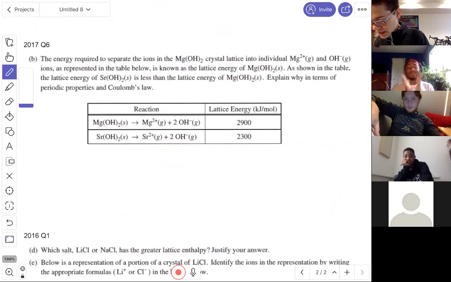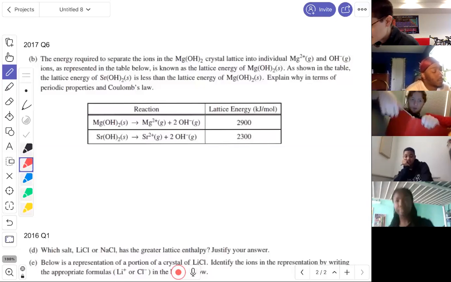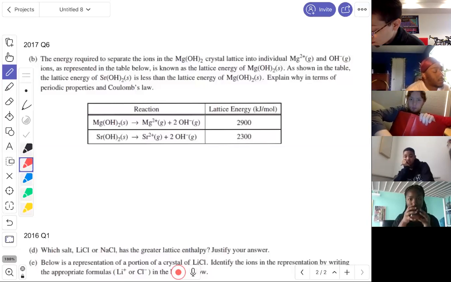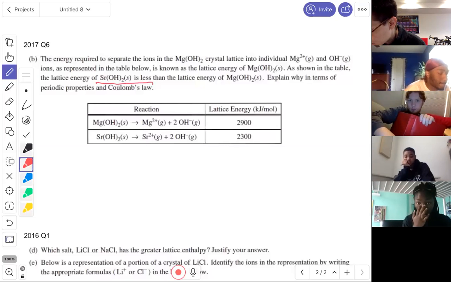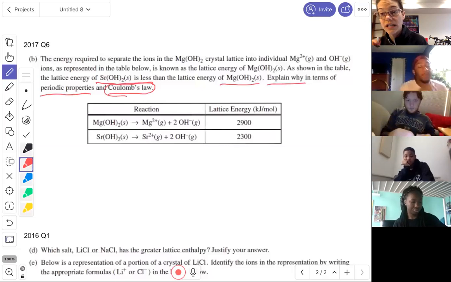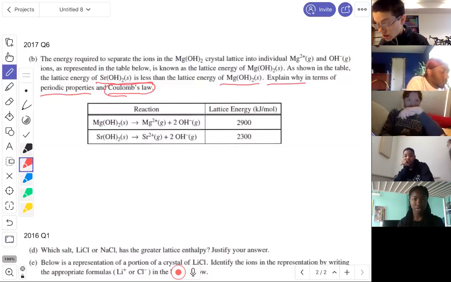All right. So it says the energy required to separate the ions in the magnesium hydroxide crystal lattice into individual magnesium and oxygen ions, as represented in the table below, is known as the lattice energy of magnesium hydroxide. As shown in the table, the lattice energy of strontium hydroxide is less than the lattice energy for magnesium hydroxide. Explain why in terms of periodic properties and Coulomb's law. So that's why I said if they want you to use Coulomb's law, they will tell you to use Coulomb's law.